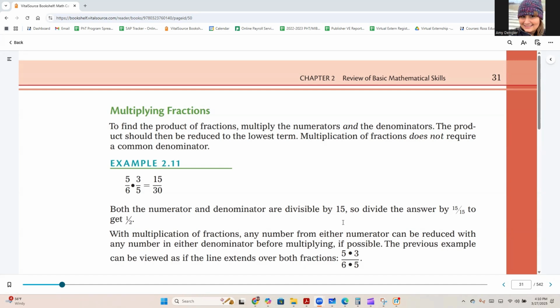Multiplying fractions. To find the products of fractions, multiply the numerators and the denominators. The product should then be reduced to the lowest terms. Multiplication of fractions does not require a common denominator. Okay, so let's do example 2.11.